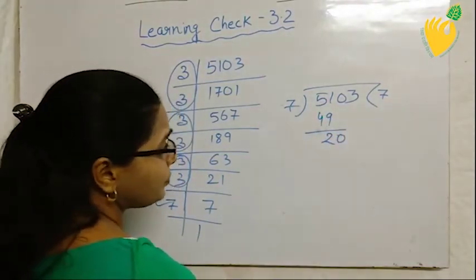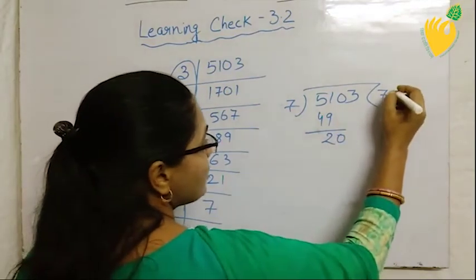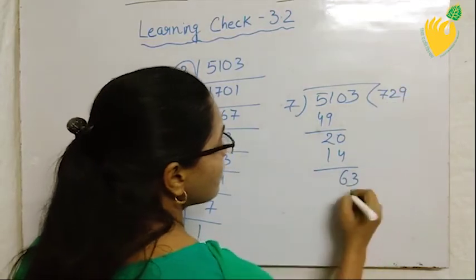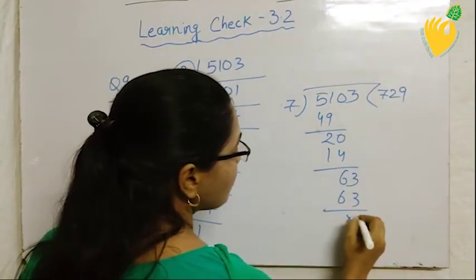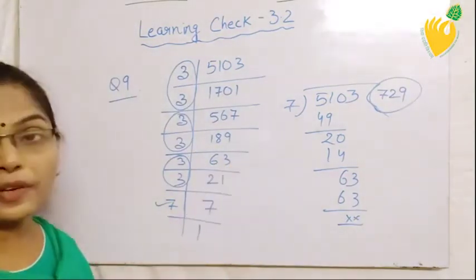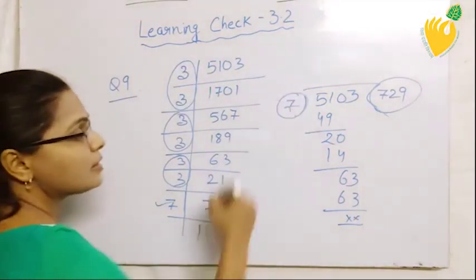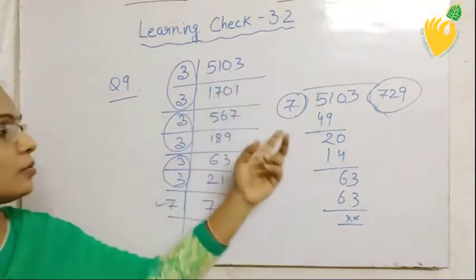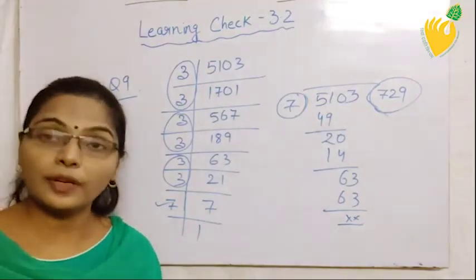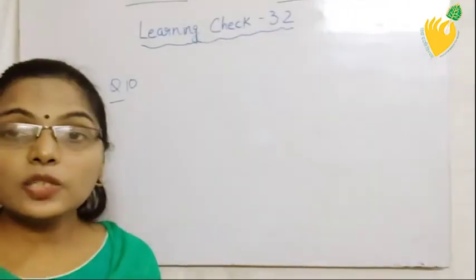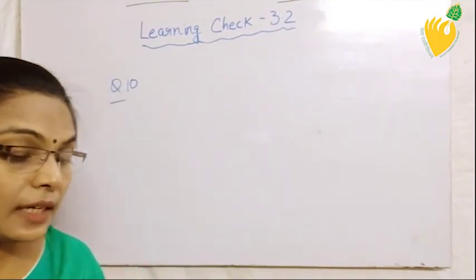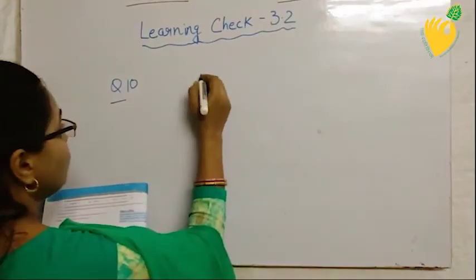You will again note down 0. 7 2 ja 14. It is 63. 7 9 ja 63. So you can say now 729 is a perfect square. That means the final answer is 7. If we divide 5103 by 7, then whatever the answer is will be a perfect square. See students, the next question is find the least number which must be added to 8902.